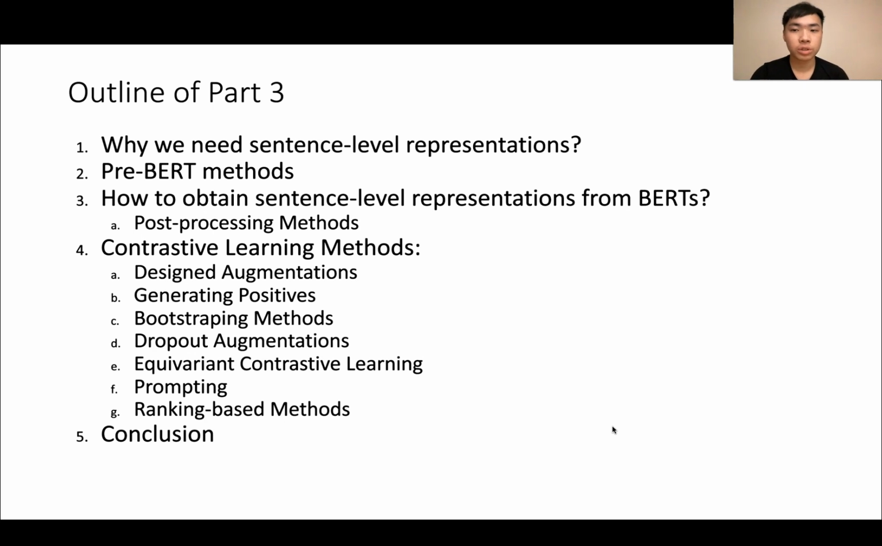I will first introduce why we need sentence-level representation, what the models were before BERT came out, and what the models are after BERT came out for sentence-level representations. And most of these models after BERT are about doing contrastive learning based on BERT.